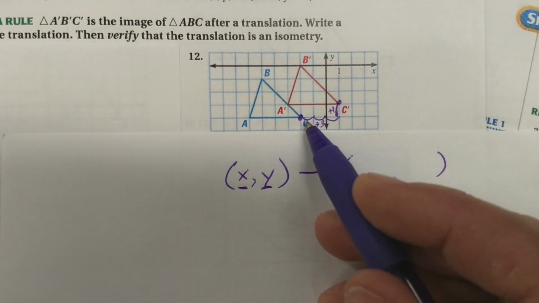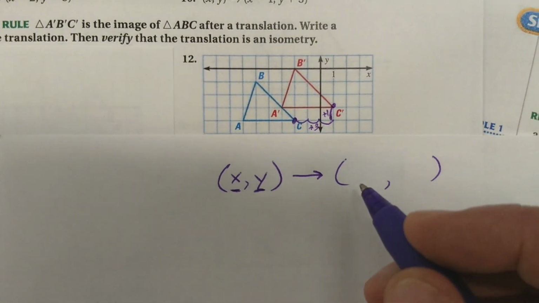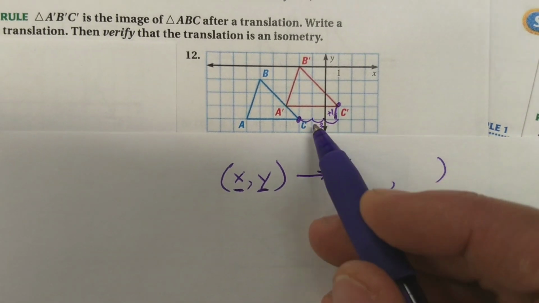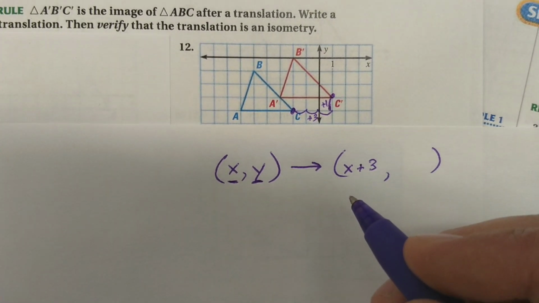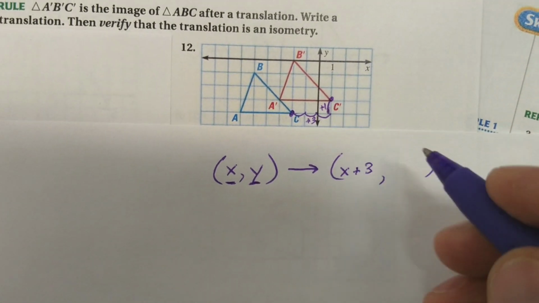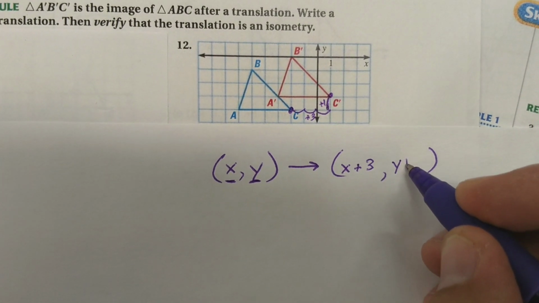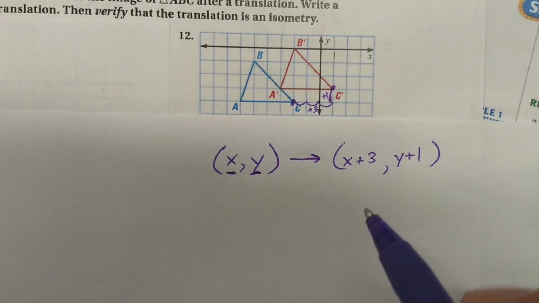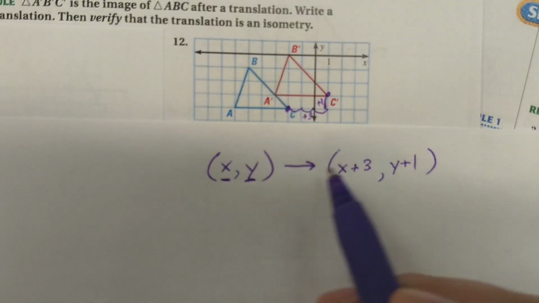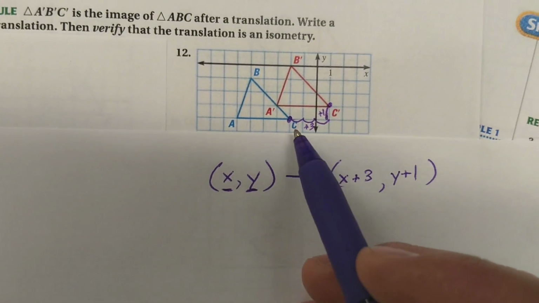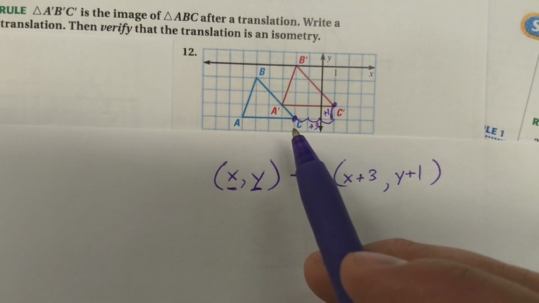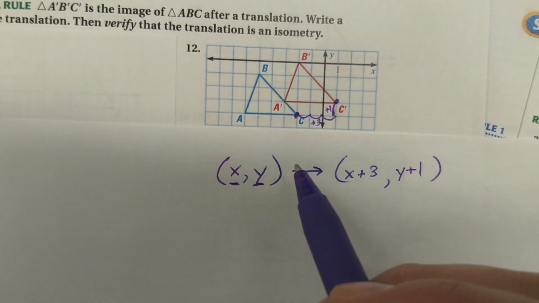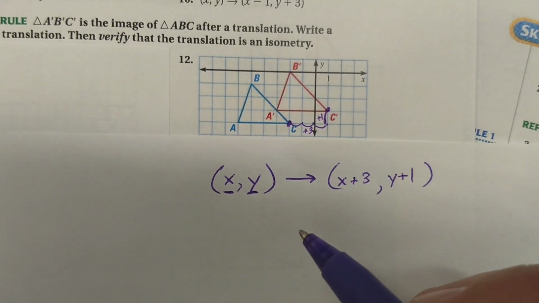So what we're doing is we're using that X value and we slid it to the right 3 in a positive direction, so that's +3. Then we took the Y value and moved it up 1. So this is not only the translation rule to go from this point to this point, but it's the translation rule for the entire figure because those figures are similar, because they're congruent.